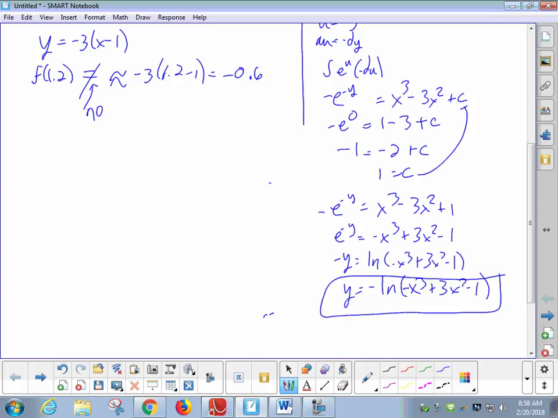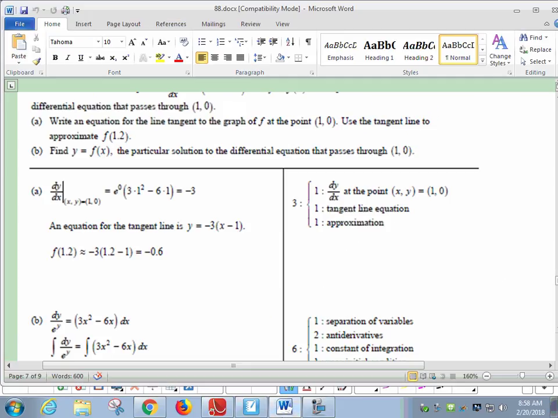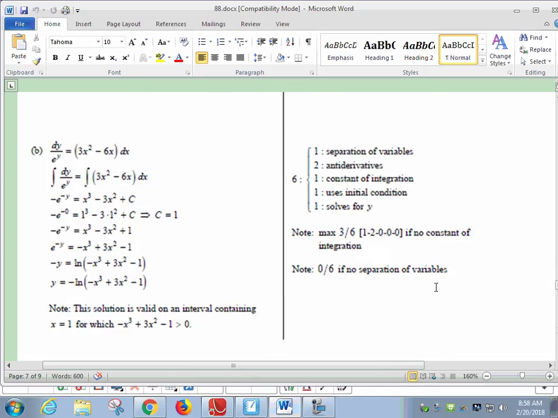This is where I want to impress upon you the importance of the very first step. That was a lot of work, and therefore it's a lot of points. 6 points. 1 point is for separating the variables. Did you put the e and the y terms together and the x terms together? If you did, give yourself 1.